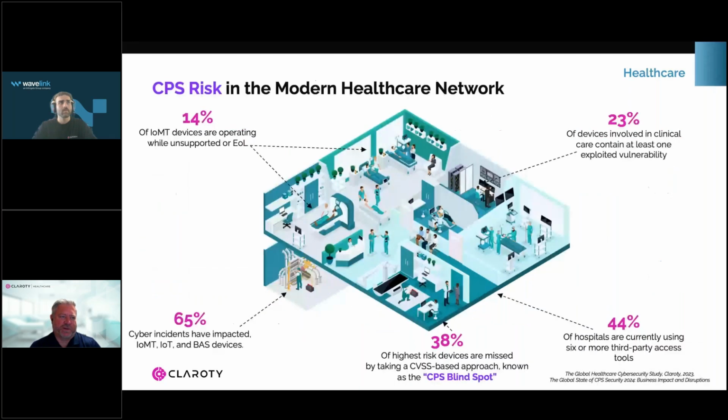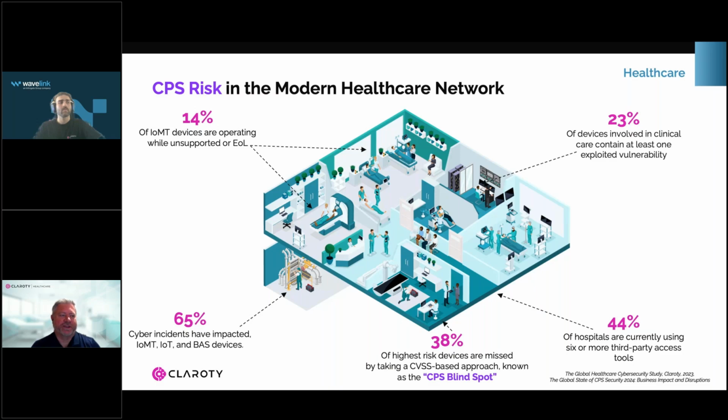So when we look at CPS in a modern healthcare network, there are four, I guess, key things that we've identified as part of the State of Healthcare Security Report that you'll be able to download as part of the webinar. And this is across the fleet of customers that we have seen at Clarity. So if you look at where we see most impact, 14% of devices that are IoT are operating while they're unsupported or end of life. So that opens the door for exploits that have been around for quite some time.